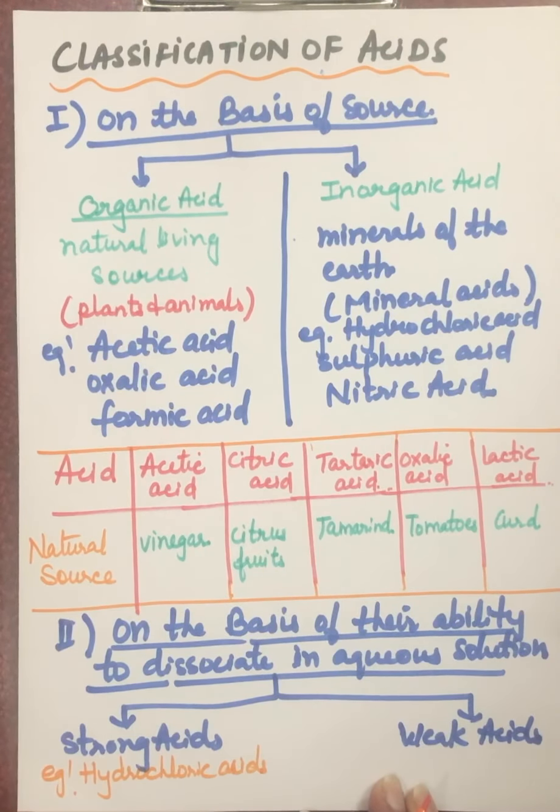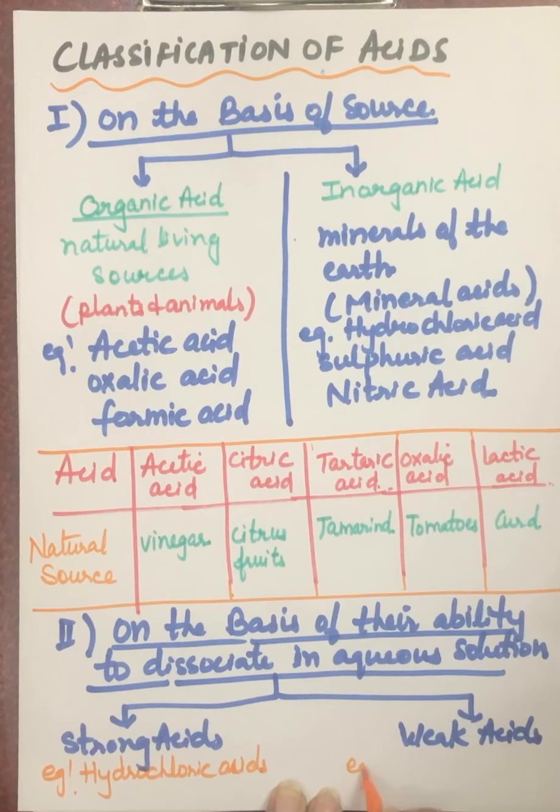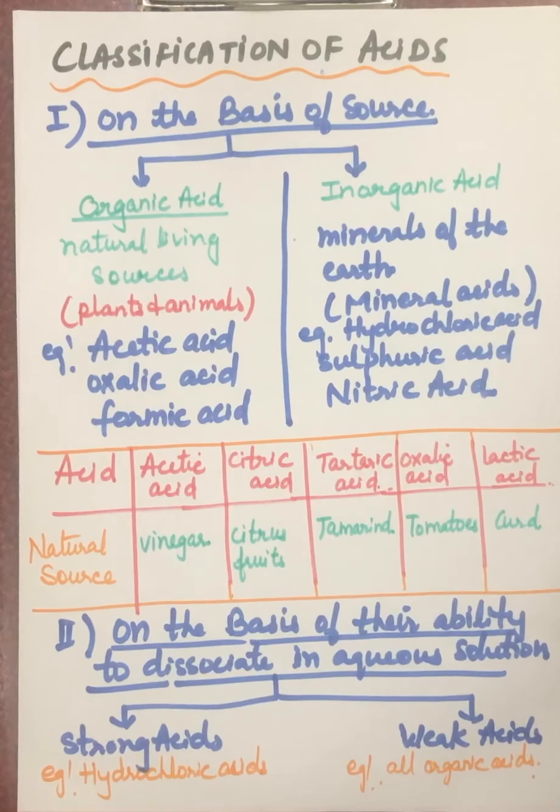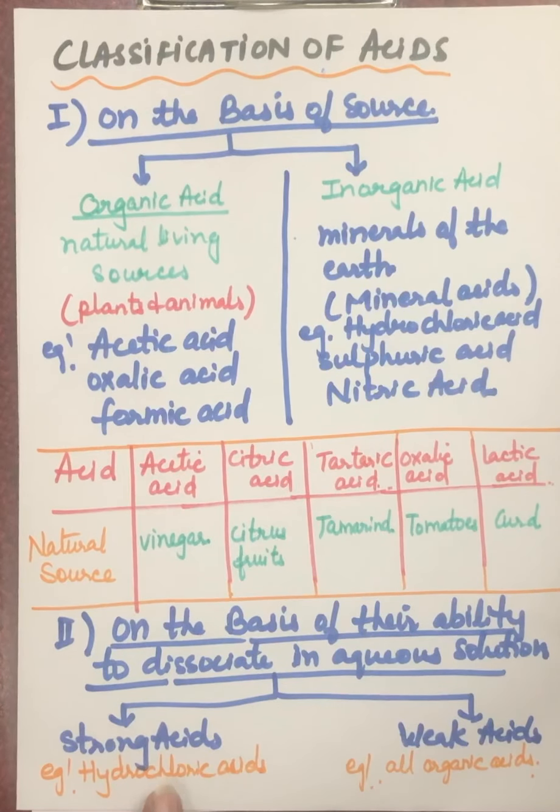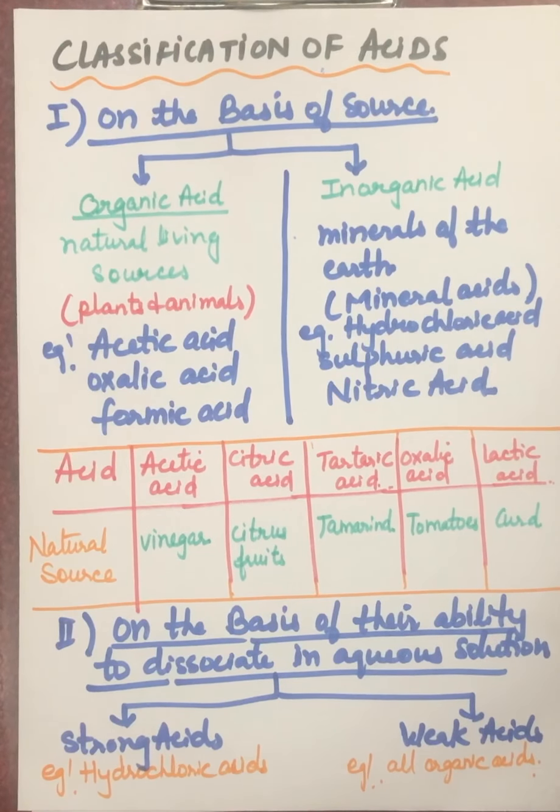And weak acids now are the ones which are not dissociating completely. They dissociate partially to give out the H plus ions. Examples are all these organic acids, these are the weak acids. So all organic acids are weak acids. So this is on the basis of their dissociation, whether they are dissociating completely or partially. These acids are divided into the strong and the weak category.